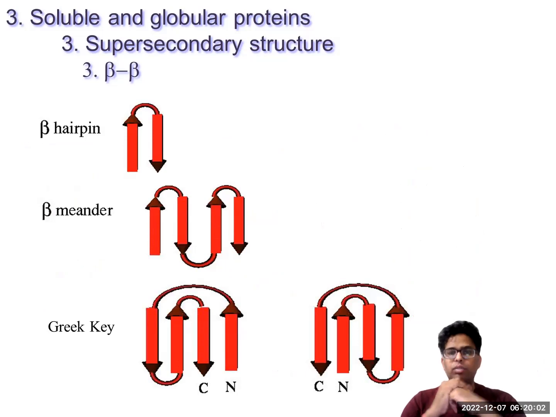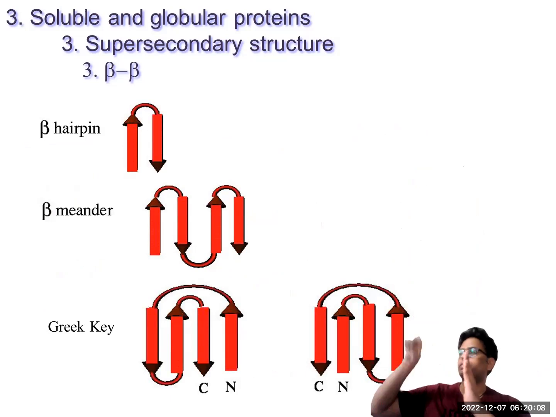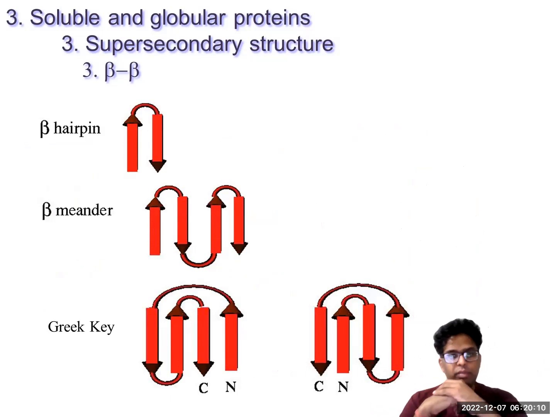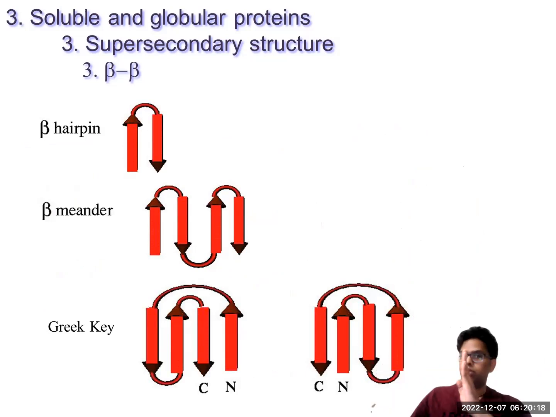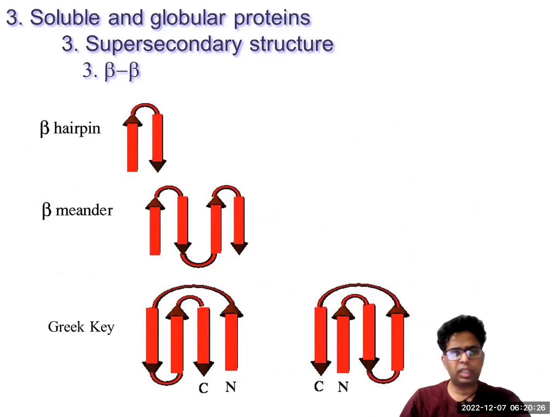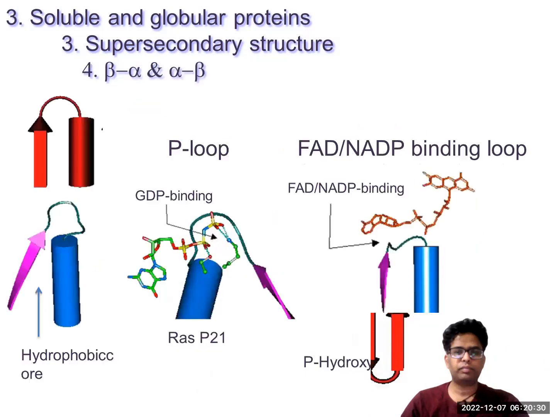Beta meander is also, suppose it's one sheet and second is one loop here, then second with third in the second loop, third with fourth is the third loop. So if such a type of structure is found, it is a beta meander. And Greek key is also, you have first and second, second with third, and third with fourth one, and last interaction with the first one, sorry. If such a type of thing is there, it is called Greek key. So these are some types of motifs which are usually found in proteins.